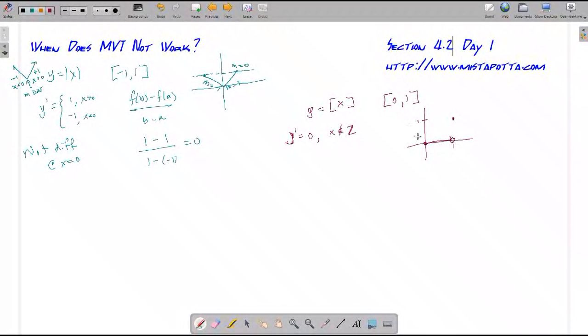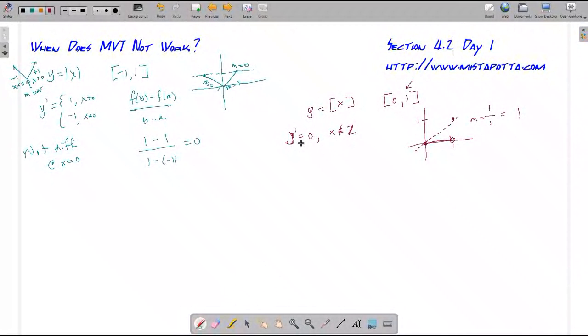But if I were to look at the slope of the secant line that would connect these points, I'm looking at a slope that has a rise of 1 and a run of 1. So my slope in this case is equal to 1. And there's no place where the derivative equals 1. So in this case, we're violating the idea that our function is continuous on this closed interval. I'm not continuous at the point x equals 1, because the limit does not exist at x equals 1.